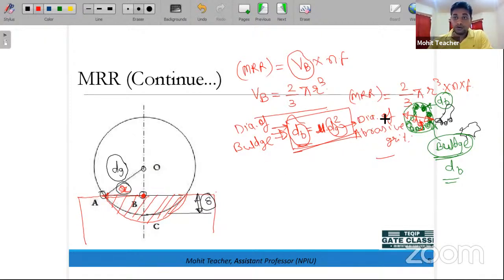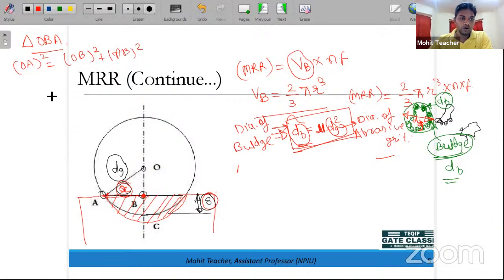Now what we were deriving was the relation between r and the delta indentation. From this triangle it will be easy to write the MRR. So, triangle OBA. I'm just using the Pythagoras rule. This is OA square, like we did yesterday. OA square equals OB square plus AB square. OA is how much?